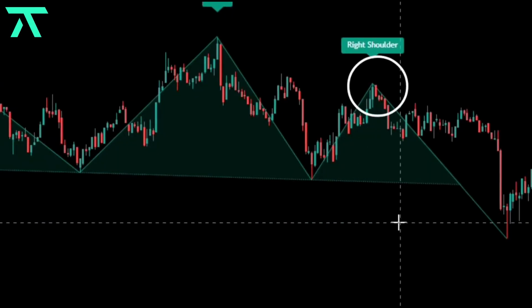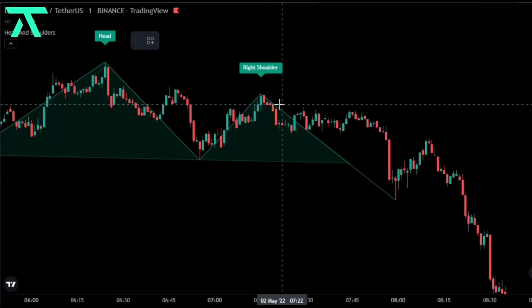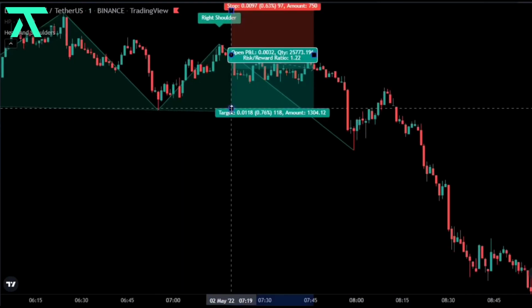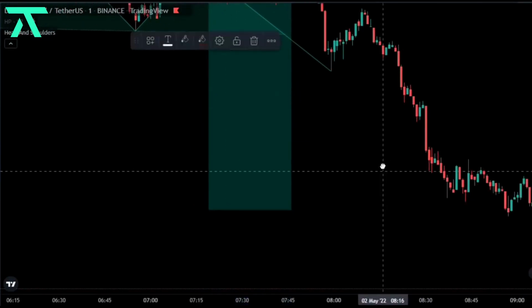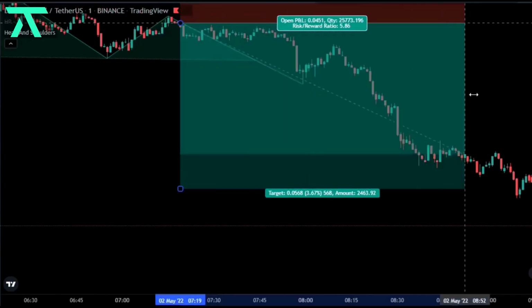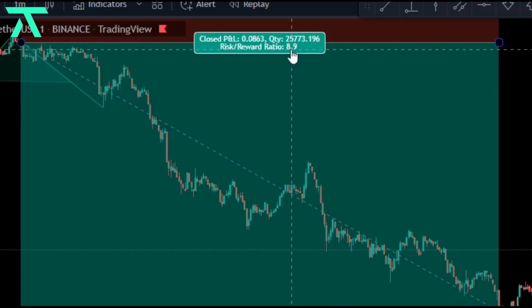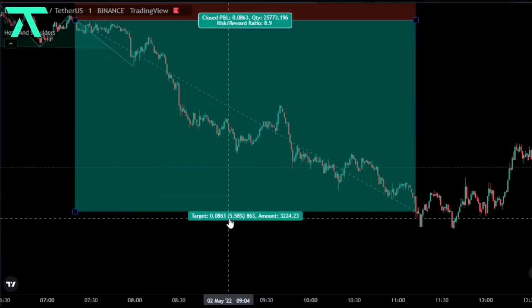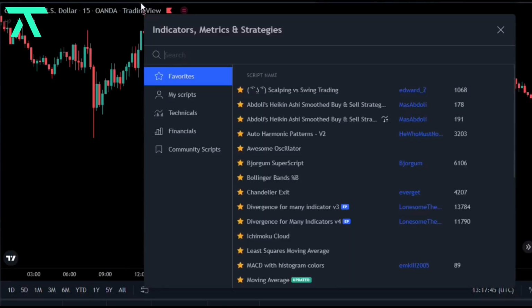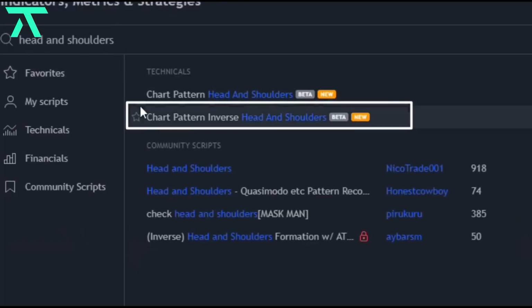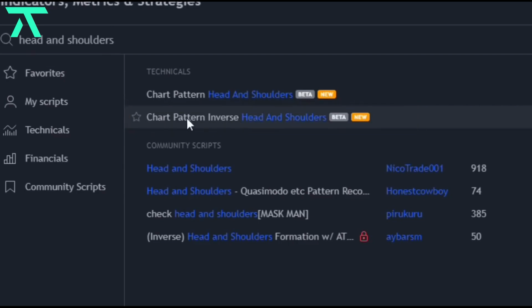Here we open a sell position when the right shoulder is formed. And we follow the position as a trailing stop, until the price chart ends its fall. With this sharp drop in this sales position, we achieved a risk-reward ratio of 8. The next indicator is the opposite of this indicator. I add the indicator to the chart and explain it briefly.